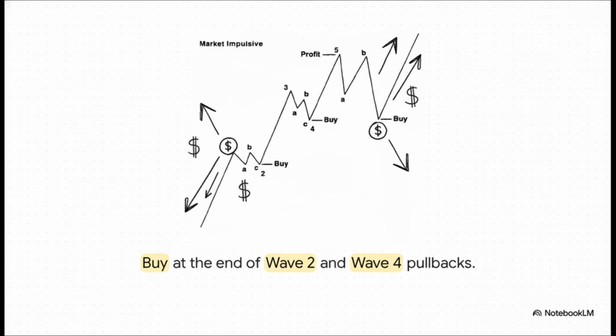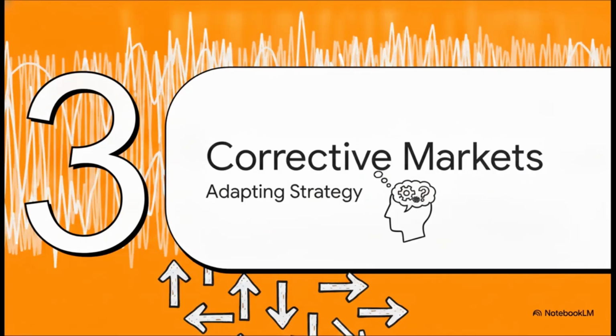In an impulsive market, the wave 2 and wave 4 corrections typically take the shape of an ABC pattern. The very bottom of that C is your trigger. That's what gives you the perfect low-risk signal to buy in and ride the main trend up. In this specific environment, you want to trend trade and basically just hold that position until the entire macro impulse wave finally exhausts itself. But the market isn't always blasting off in a straight line.